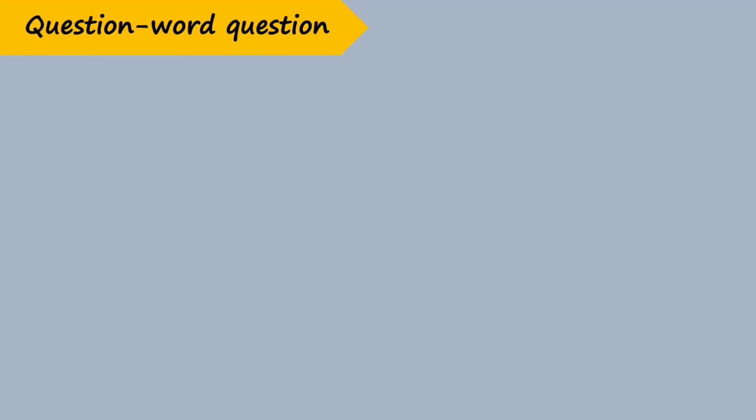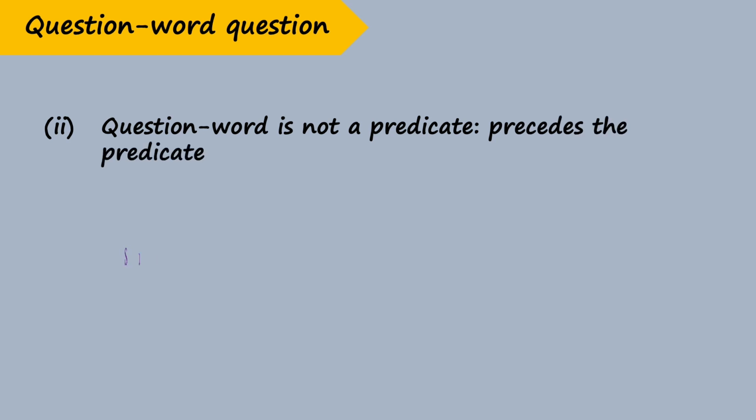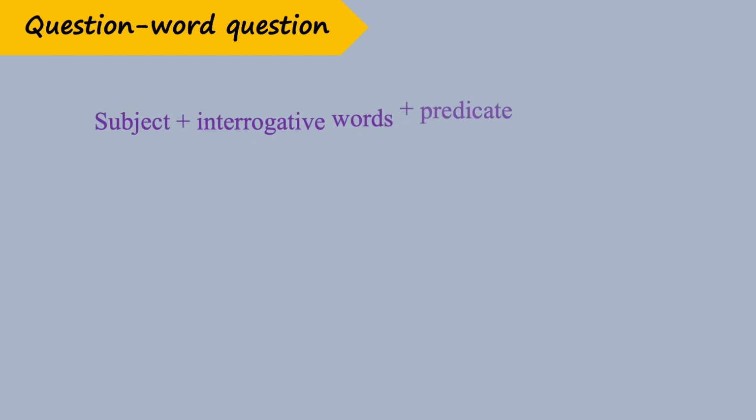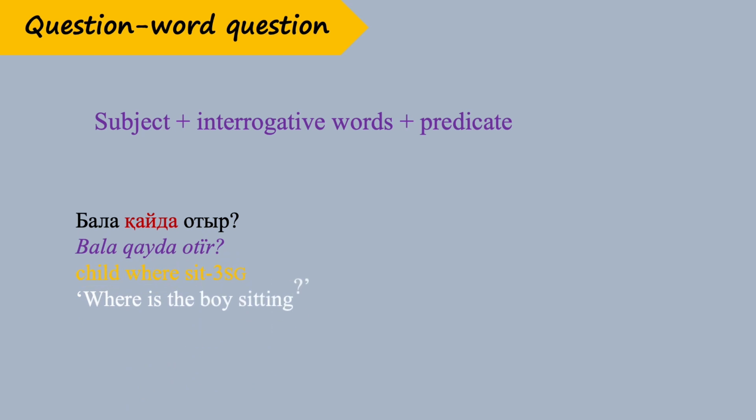If the question word is not a predicate of a sentence, it precedes the predicate. Therefore, the usual word order of such a sentence is subject plus interrogative word plus predicate. Examples. "Бала қайда отыр?" Where is the boy sitting? In this sentence, the subject бала occupies the first position. The verbal predicate отыр, he sits, comes at the end, and the question word қайда, where, precedes the predicate.